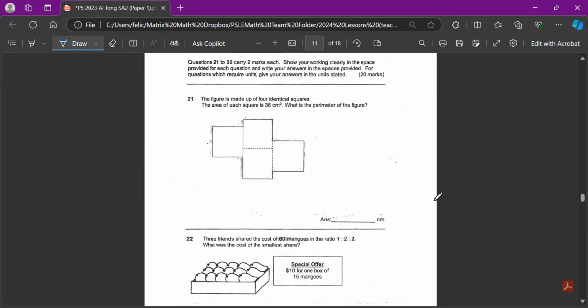Okay, 21. The figure is made out of 4 squares. Area of each square is 36. What is the perimeter of the figure? So they gave us area. Area of 1 square is 36.